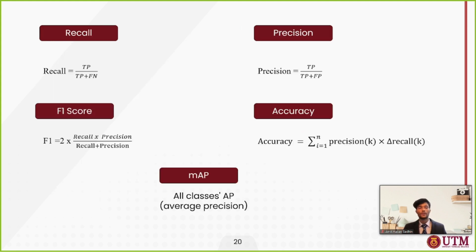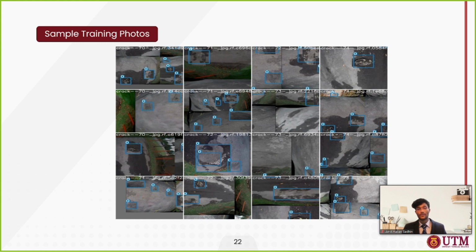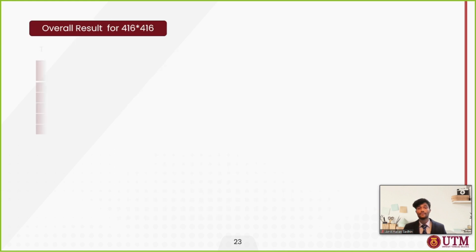Now, when it comes to evaluating results, I have considered several key metrics: recall, precision, the F1 score, accuracy, and mean average precision, or mAP. Now, in the results and discussion section, at first, this is a simple snapshot of the Colab and Jupyter Notebook used. Here are some example images from the data I have used for training.